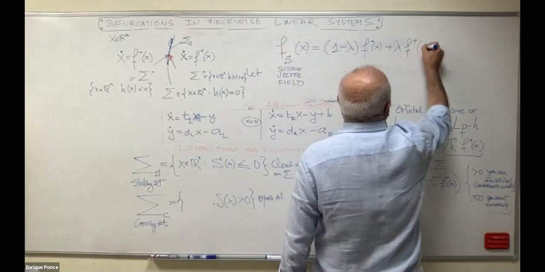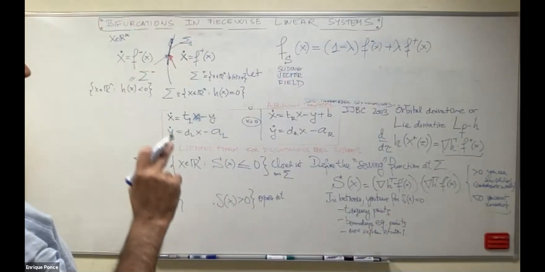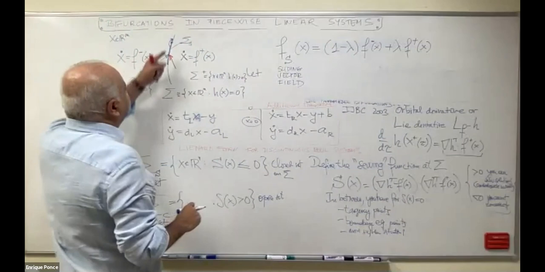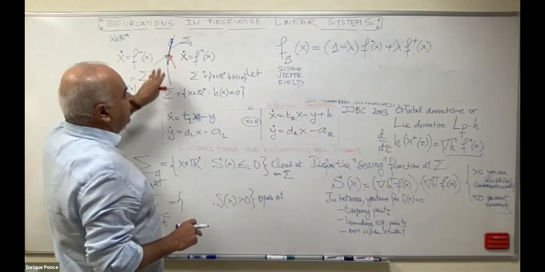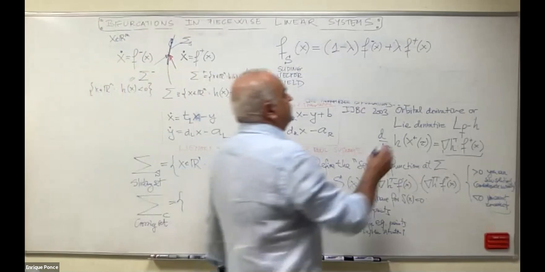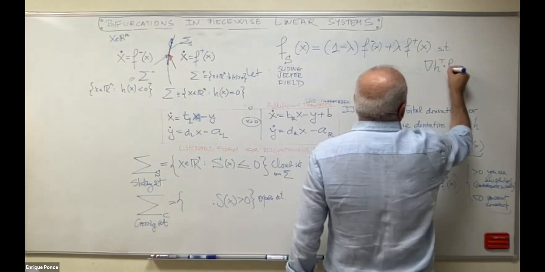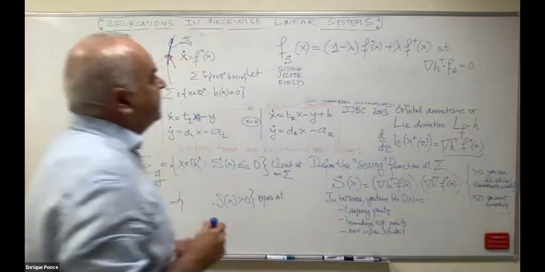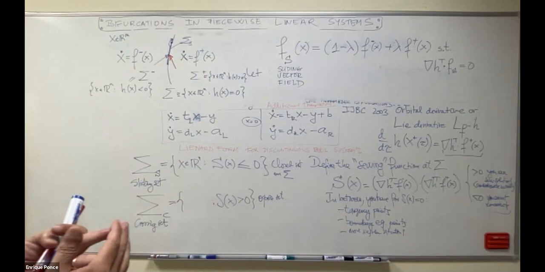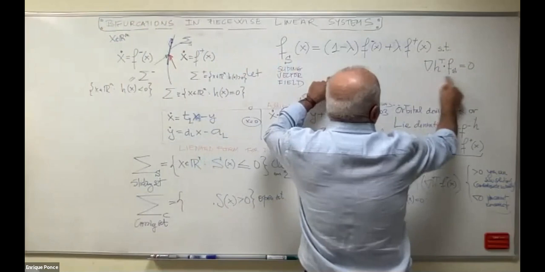In such a way, this sliding vector field becomes orthogonal to the gradient of the function h, just to assure that you move on sigma, on the discontinuity manifold. So you must add here that the gradient of h times this new vector field is zero. And now all you must do is just a small computation for getting this condition.